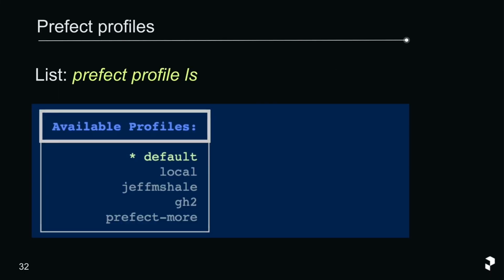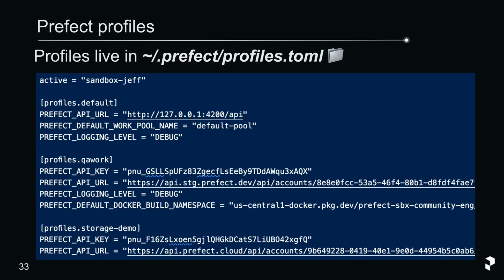If you want to see all of the different profiles that you've made thus far, you can run prefect profile ls in your CLI, and that'll show you all of the profiles that you've created to date. As far as where profiles are stored, those live in a profiles.toml file in your hidden .prefect folder. So that's where all of the information pertaining to different profiles are stored, such as the API key, URL, etc.